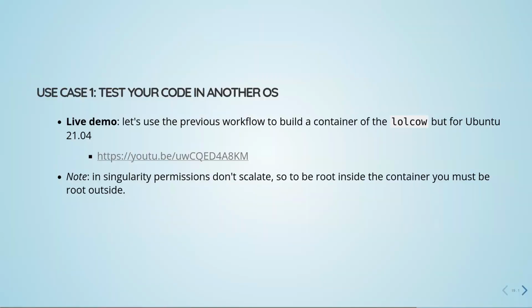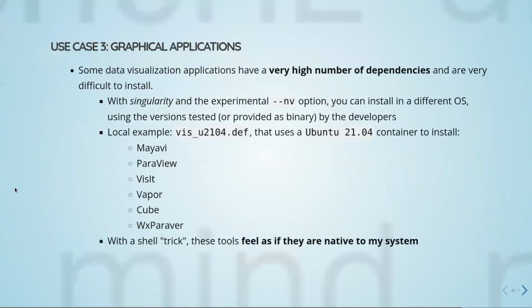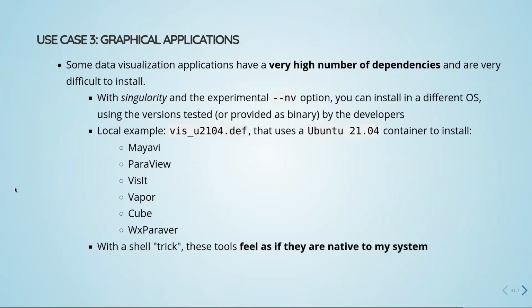So the second use case, I skipped this one because it is similar to what Mohammad was saying. You can also create a container for reproducibility. So you can put code plus data in the container itself, or perhaps only code, and then use the data in your host operating system. But the idea is that you want to have an environment where you have exactly the same application and libraries.